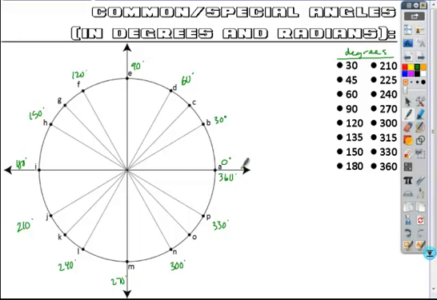The only ones that are missing here are every 45 degrees. So this is 45 plus another 45 is 90, plus another 45, plus another 45, plus another 45, plus another 45, and then the final 45.